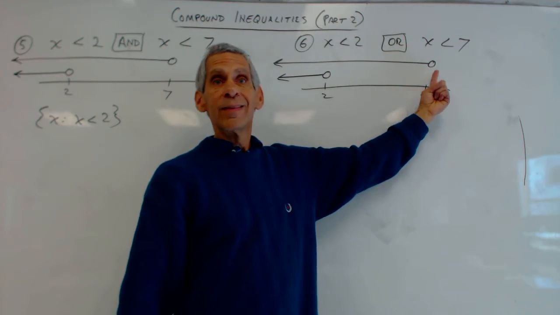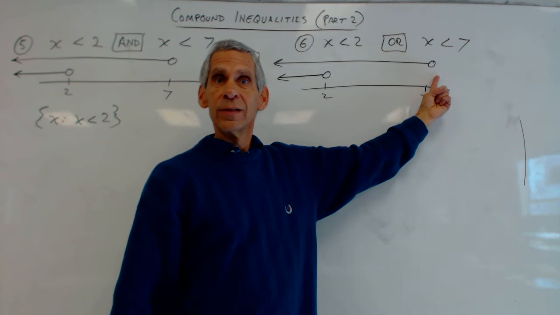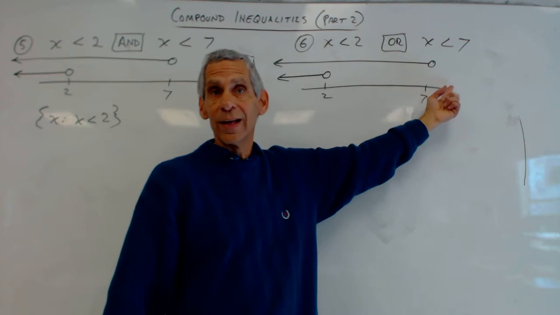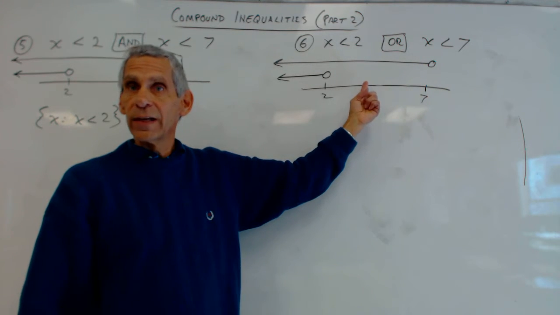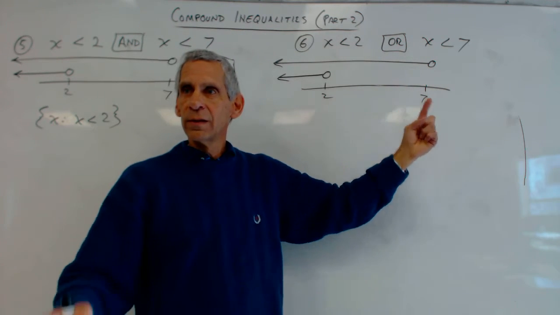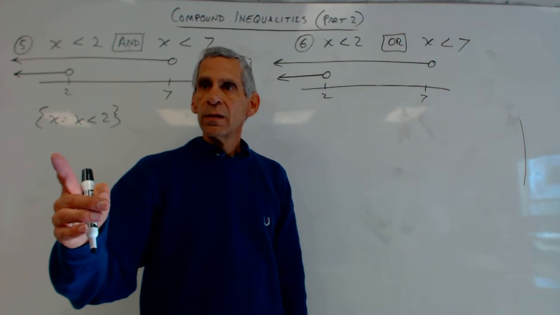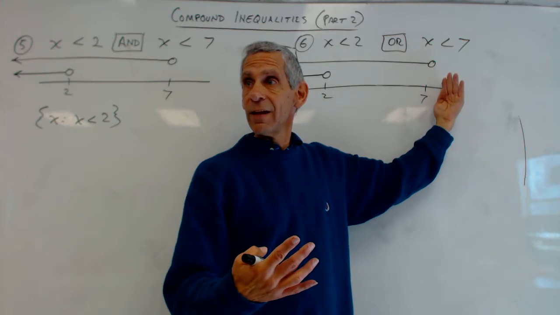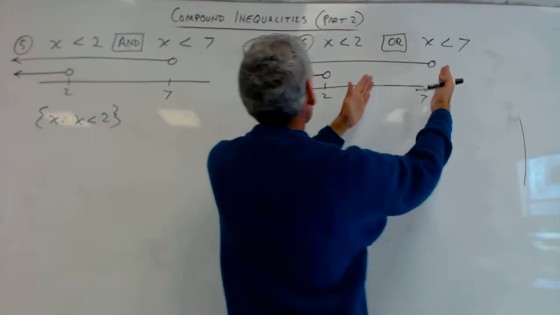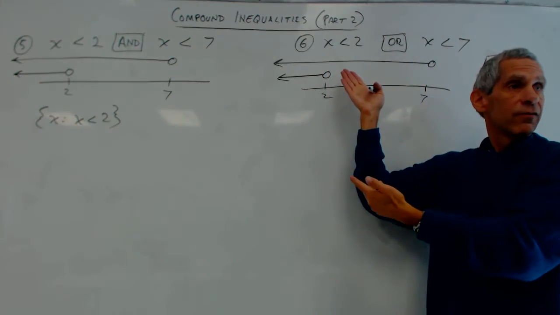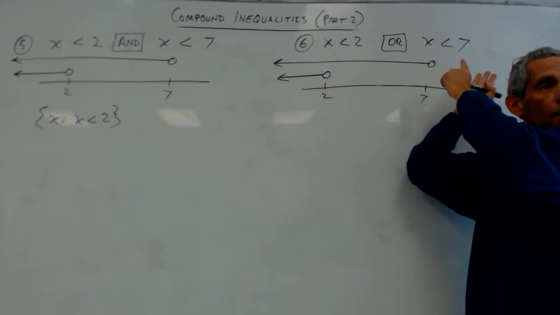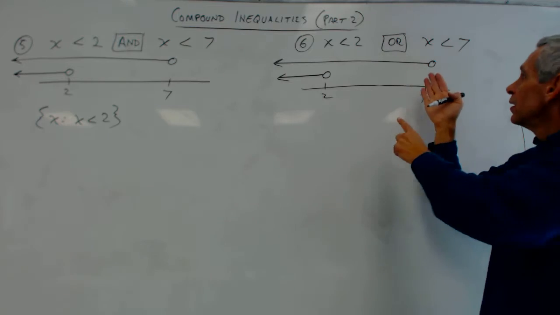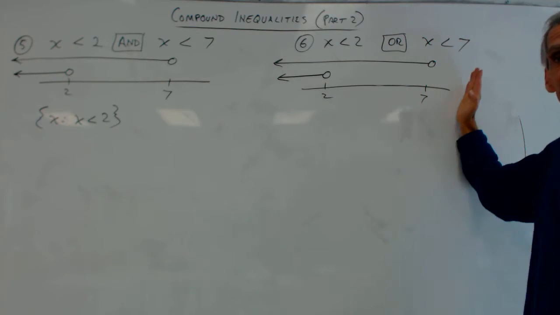Therefore, this is where it starts, because there's only one line here and two lines here. It doesn't matter that there's two lines, you just need one line. Does that make sense? For 'or', x is less than 7, because 2 is less than 7. X is less than 2 is encompassed in x is less than 7. Do you see what I mean? All I need is one line.